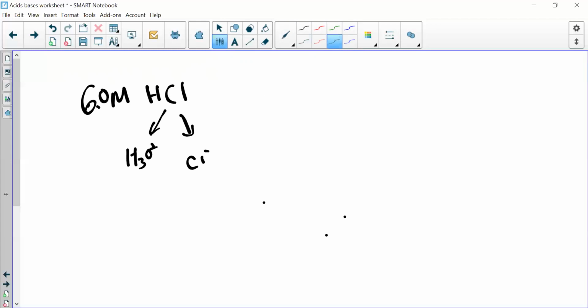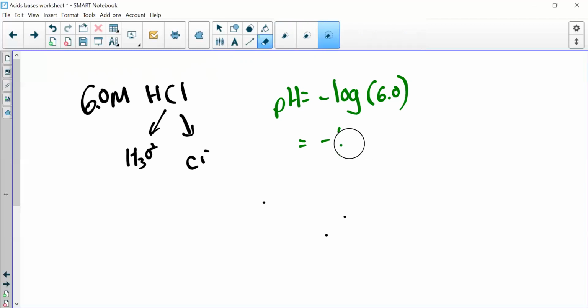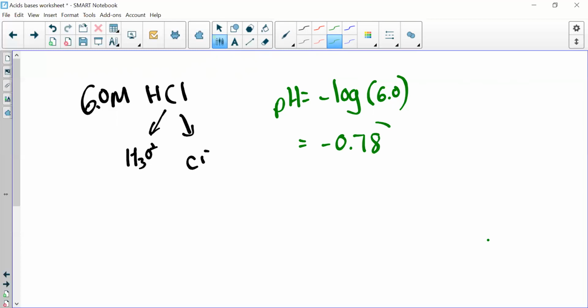So let's find the pH. pH equals negative log of the hydronium concentration, which is 6.0. Oh, let me just write my answer out. All right, in your calculator or in Google, negative log of 6, negative 0.78 with two sig figs. Notice how pH can actually be negative. If you have a concentrated enough sample, you will have a negative pH.